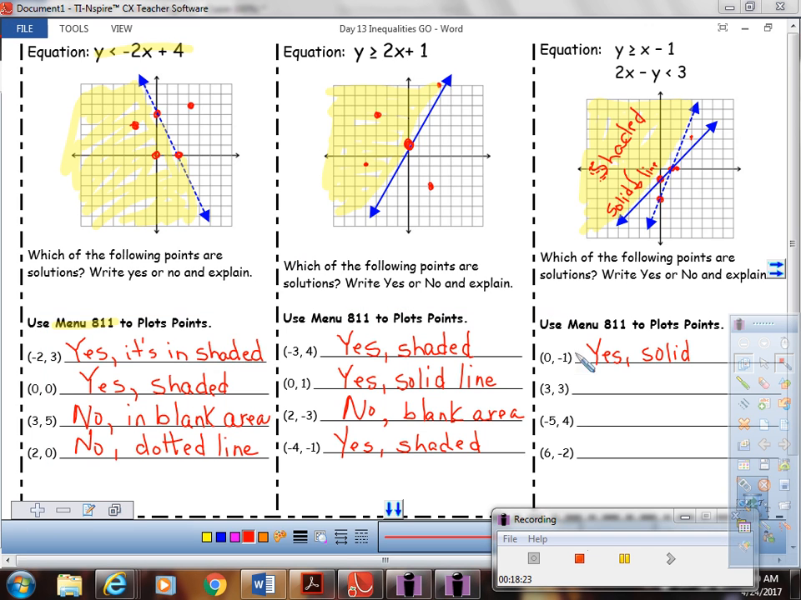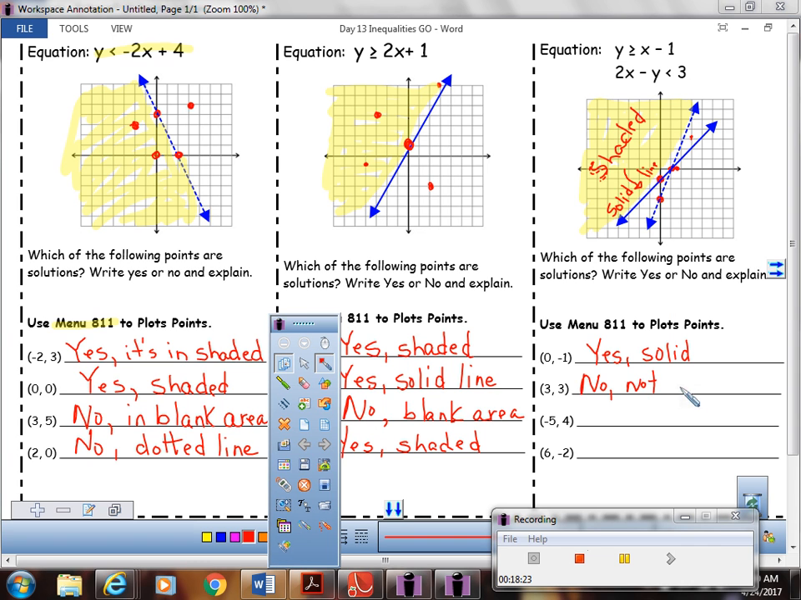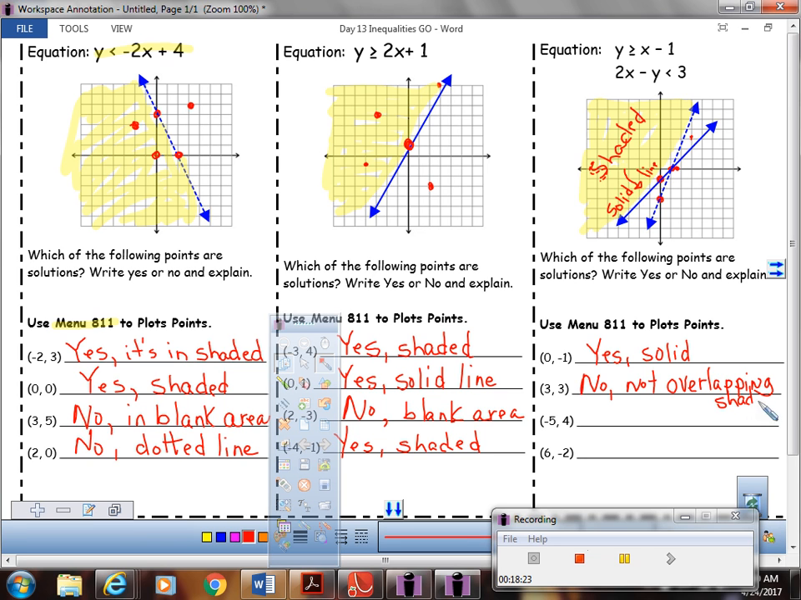And then, what about the next one? This one was no, not overlap. I would say not overlap shaded, like overlapping shaded. And then -5, 4, how about that one? Would be what, 1, 2, 3, 4, 5, 1, 2, 3, 4, yep. So that one, yes, it's on the overlap shaded part, so overlapping shading.